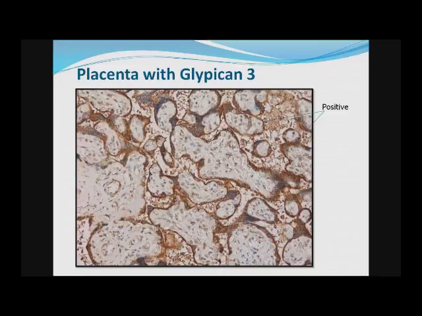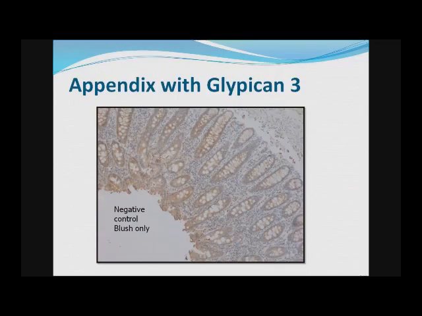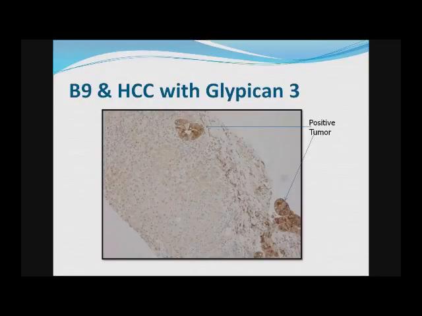And this is an example of placenta stained with glypican 3. It does serve as a very good control, and you can see a lot of very positive staining. This appendix is used as a negative control, and the only thing you see here is blush. And if you look at the benign areas that show a blush and the hepatocyte tumors, you can see the positive tumor with the glypican 3.